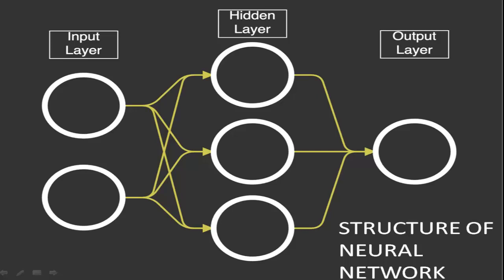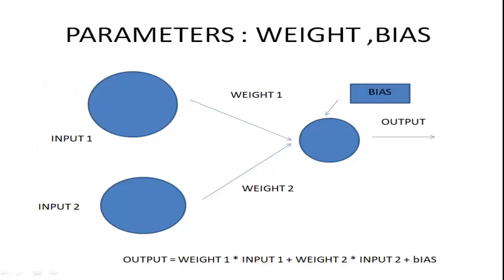Hidden layer. They have no direct connection with outside world. They perform computation and transfer the information from input layer to output layer. Output layer, it transfers the information to outside world. We should know about two main parameters in neural network. One is weight and the next one is bias.